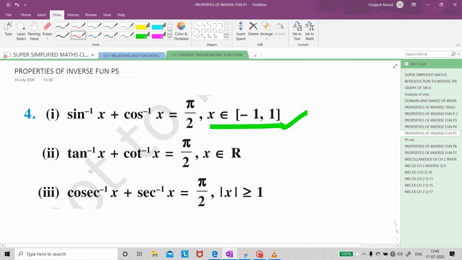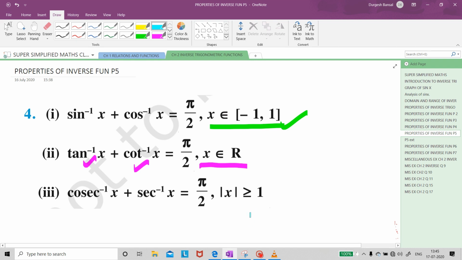Now look at the second property. Tan inverse x plus cot inverse x is pi by 2. It can also be proved in exactly the same manner, where you can check that the domain, x belonging to R, is the common domain of both the tan inverse function and the cot inverse function. And in the third case also, you can prove this third identity in exactly the same manner as we have proved the first one.